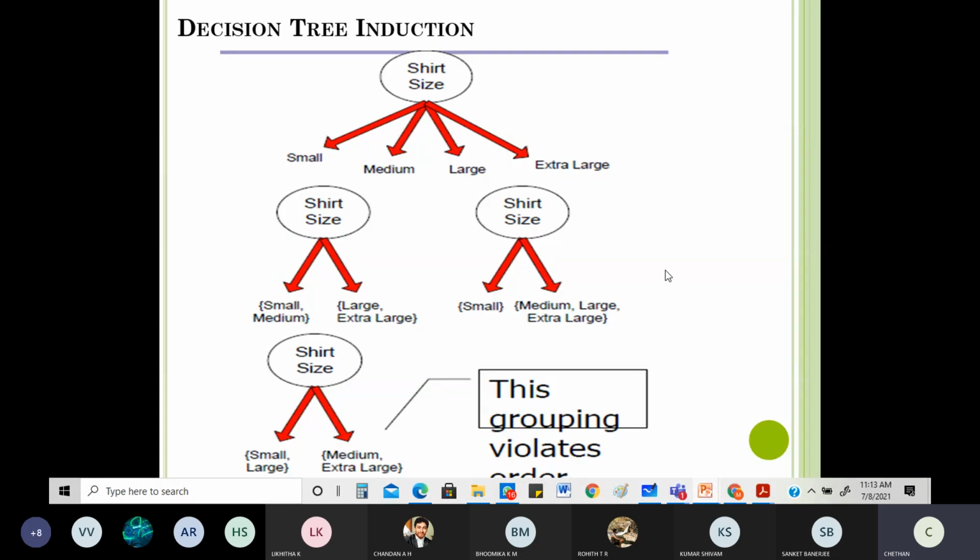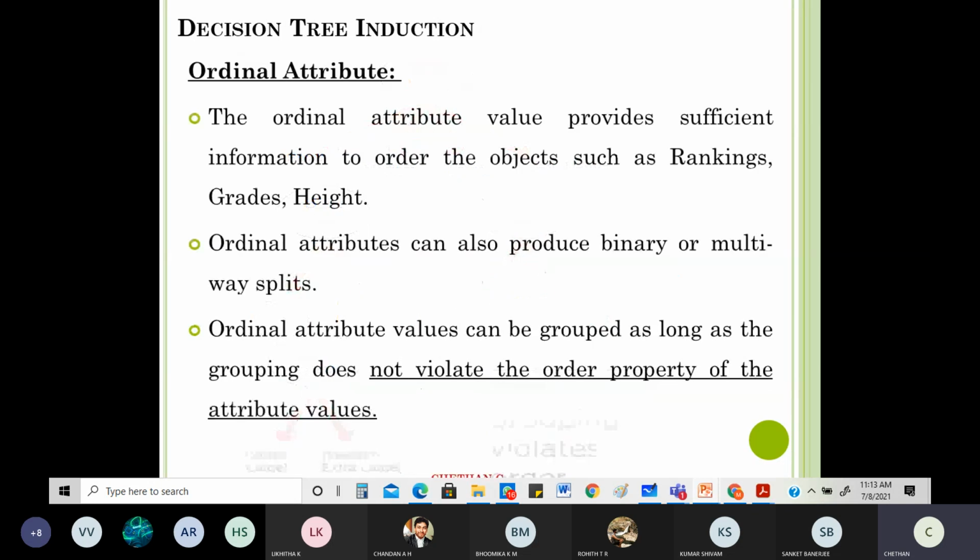Next, the shirt size can also be put in the form of a two-way split. What's a two-way split? Small and medium in one place, large and extra large in another. Or the other way of doing it: small in one place, medium, large, extra large in another. But the third example says if you group small and large together, and then medium and extra large, then this grouping is violating the order. In very simple terms, it violates the order property of attribute values.